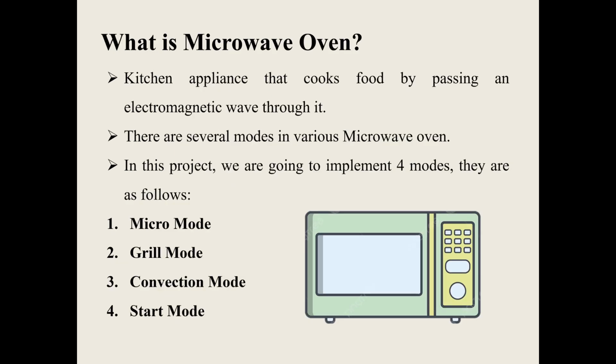What is microwave oven? Basically, it is a kitchen appliance that cooks food by passing an electromagnetic wave through it. In various microwave ovens, there are various modes. In this project, we are going to implement 4 modes. They are first one micro mode, second one grill mode, third one convection mode, and fourth one start mode.